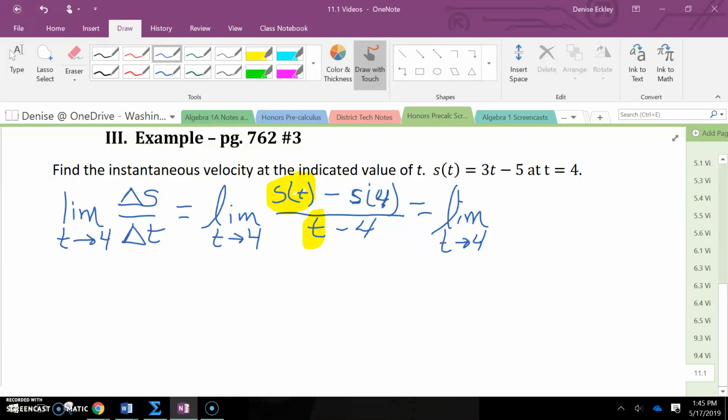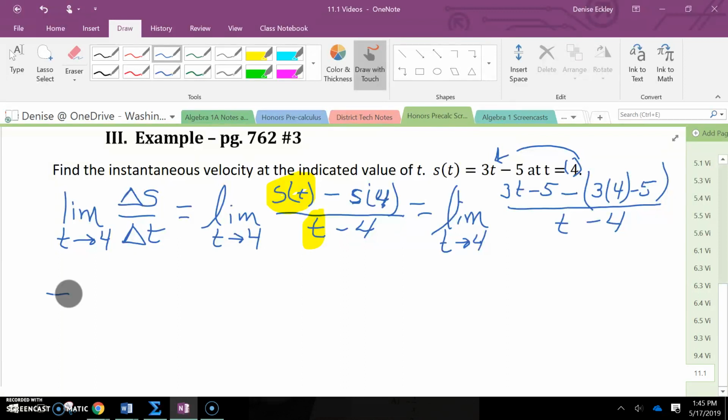So we're going to substitute for s of t the 3t minus 5, and then we're going to subtract from that, substituting 4 into the equation. So we're going to do 3 times 4 minus 5 here, and then that's all going to be divided by t minus 4. So that's our change in y2 minus y1 over x2 minus x1.